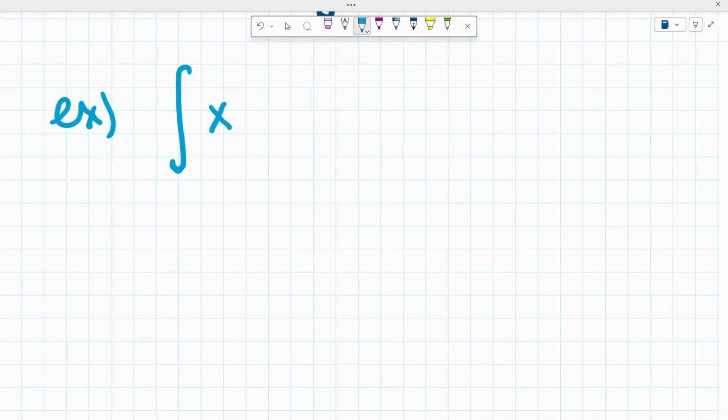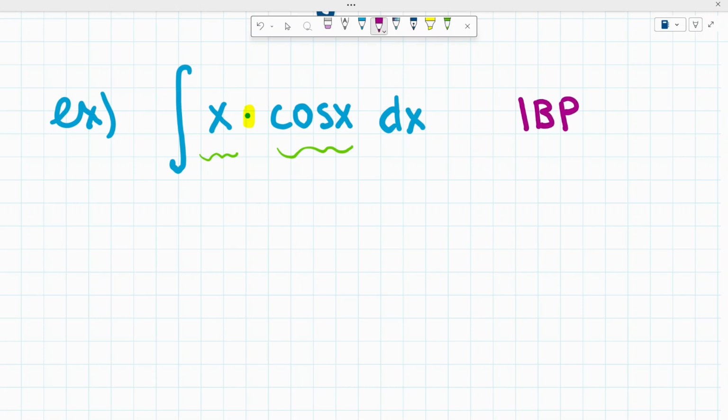Okay, so let's have our first example be the integral of x multiplied by cos x dx. So let's take a moment to see what's happening here. We can see right away that we've got two functions here and they're separated by a multiplication. Whenever we see this, we can think right away, okay, I can use integration by parts. You'll often see it use this acronym IBP, which stands for integration by parts.